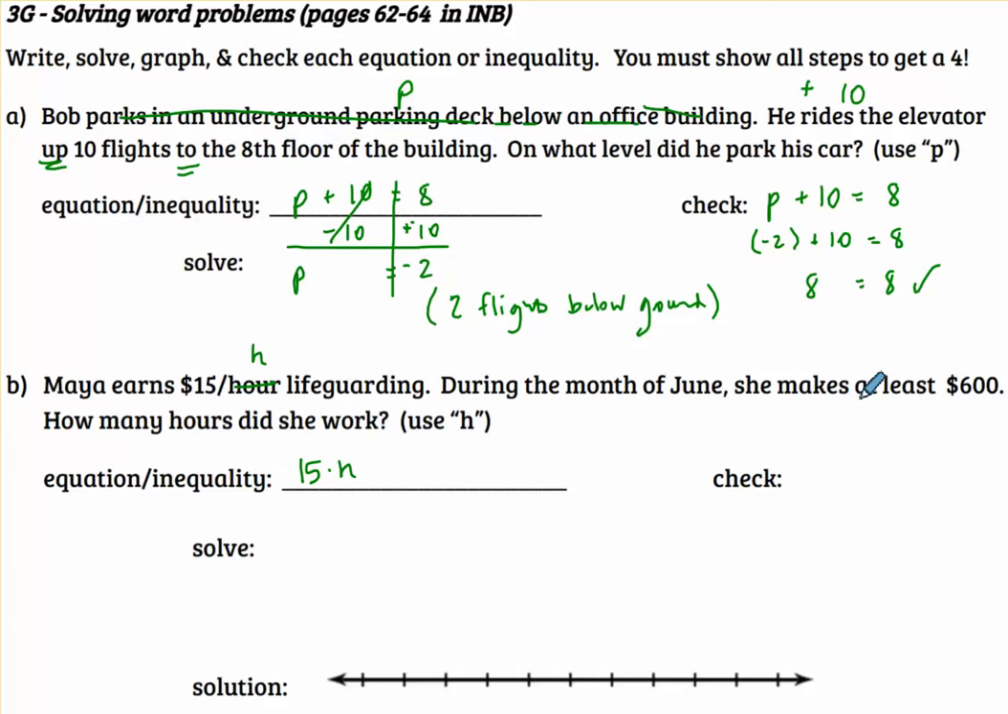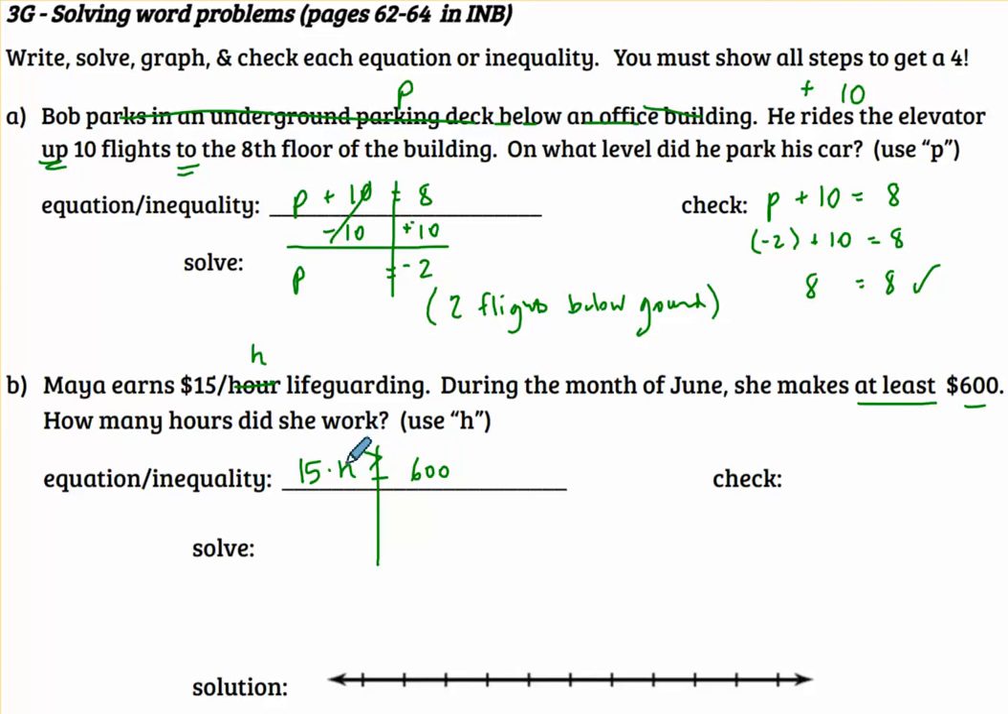And then you see at least 600. So I know 600 is going to go over here, and I just got to remember, what does at least mean? Well, it means it's $600 or more. So it's equal to 600 or it is greater than 600. And that, my friends, is the inequality to solve. So we draw our river.